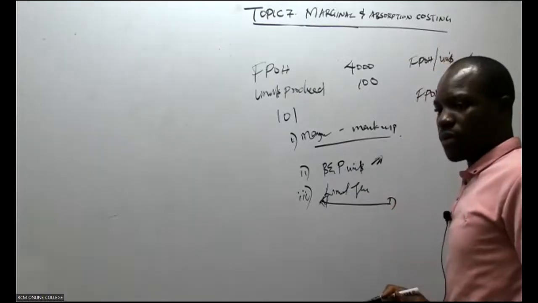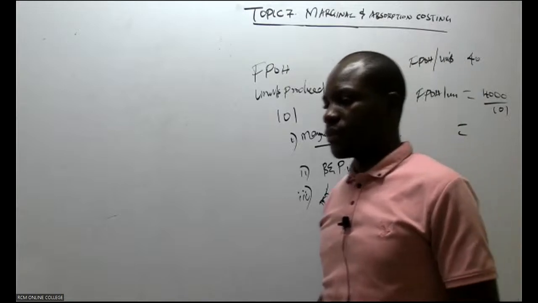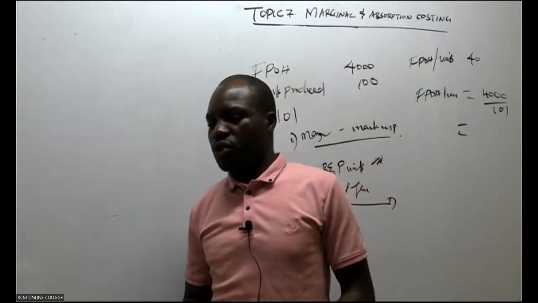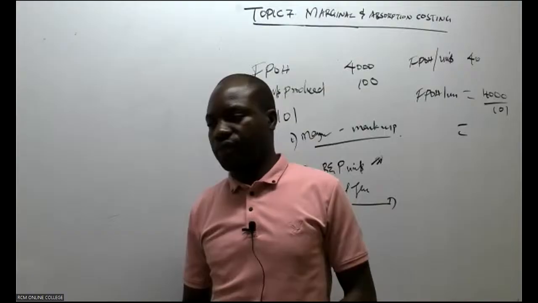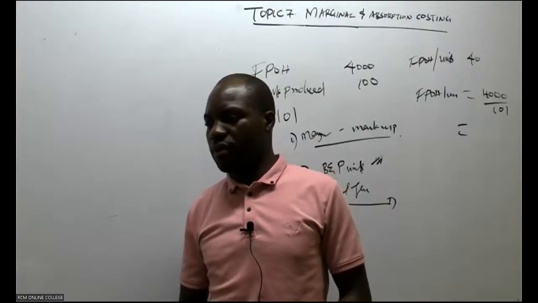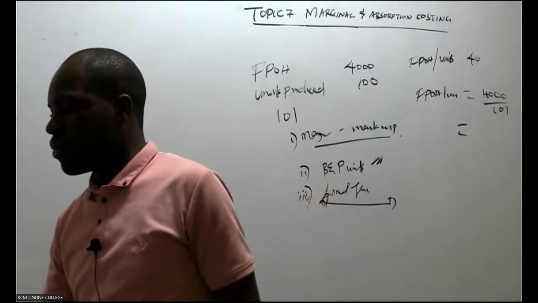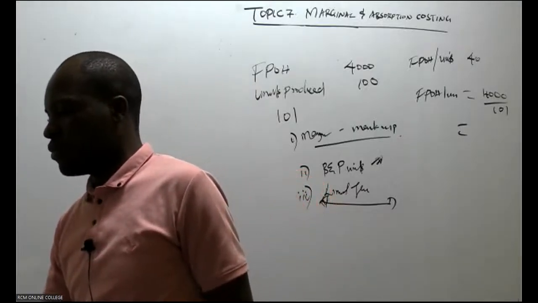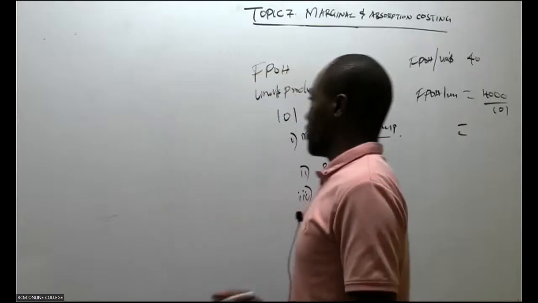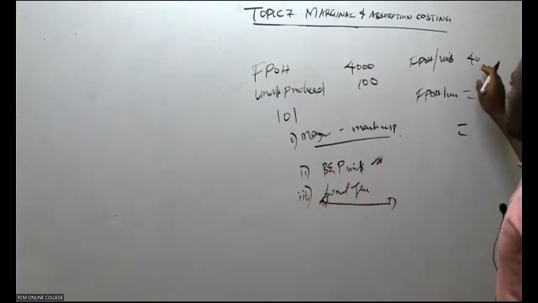What will we have there? Somebody? 4,000 divided by 101 is 39.6. It has now reduced from 40 shillings to 39.6.